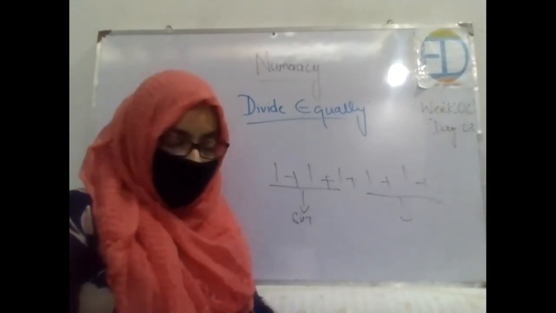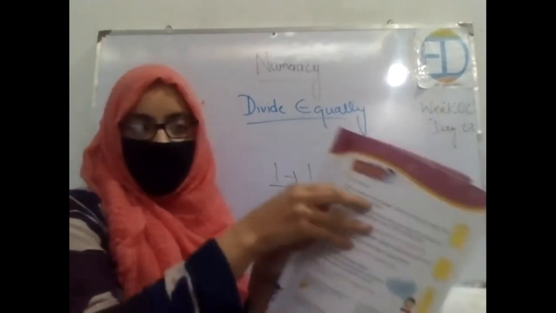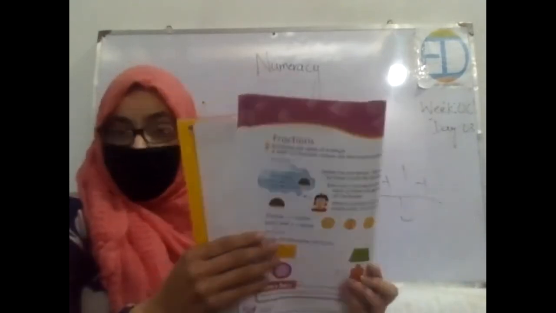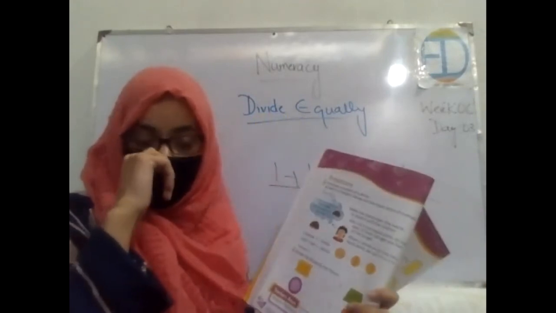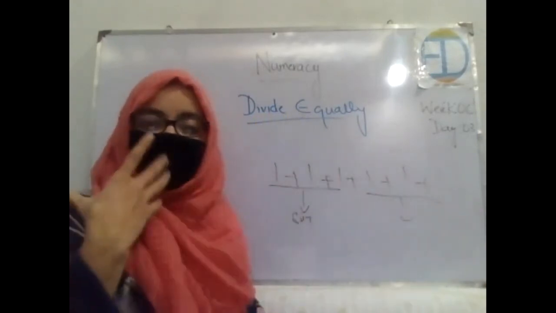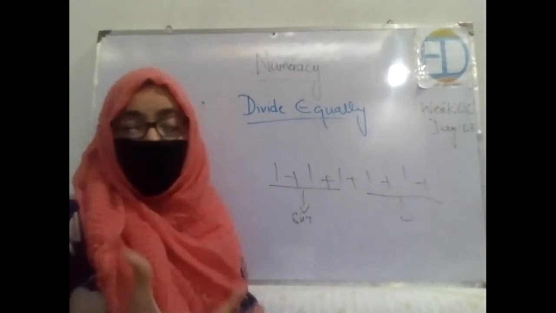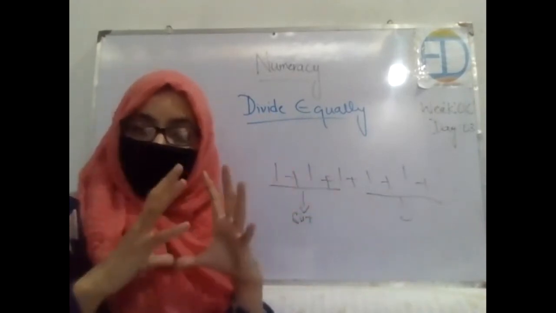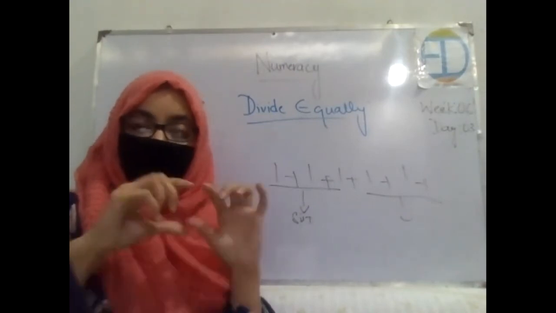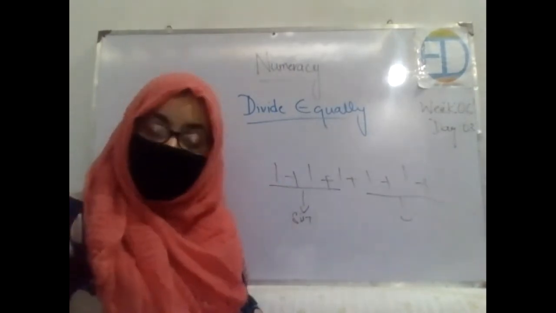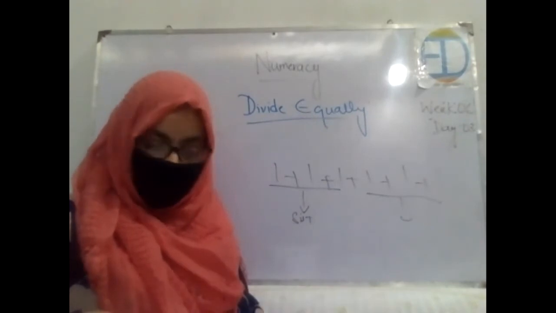Okay. Now open your book. This is your book page number 28, and the topic is fractions. And what we are discussing is how to divide equally, right? So it says that fractions are basically part of a whole. Whatever the thing you have, whatever the thing is in front of you as a whole, it has some parts, and those parts are known as fractions of that, right?